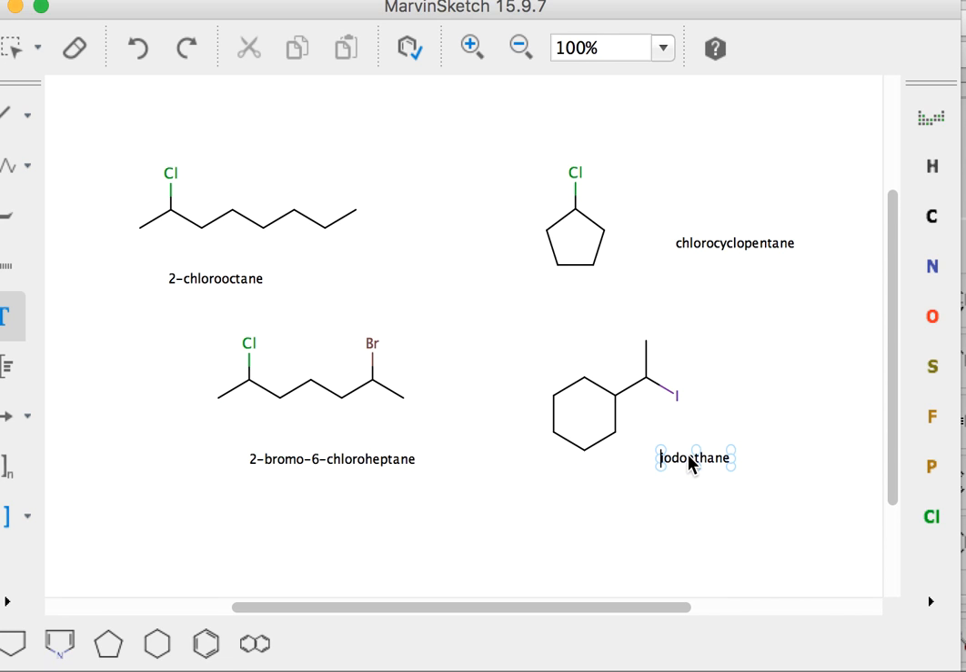Okay, so this is a 1-cyclohexyliodoethane. We called this the 1 position, again, because if ethane is our parent compound, we want that iodine to be at the 1 position. We got iodine coming off of there, and we also have a cyclohexyl group.